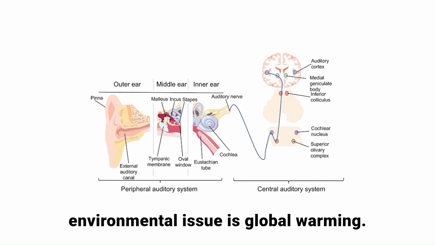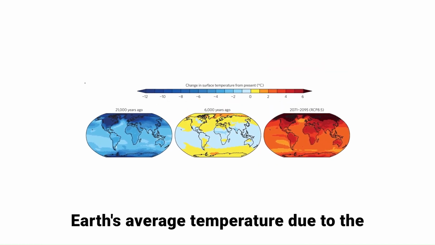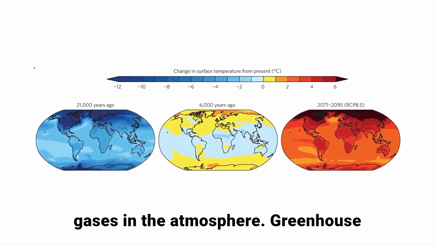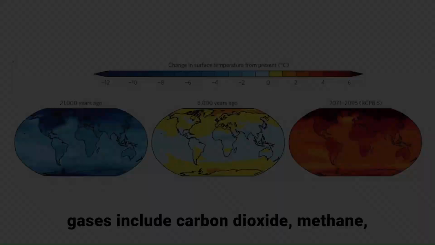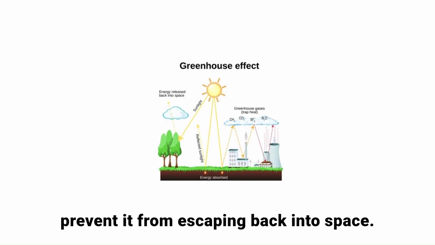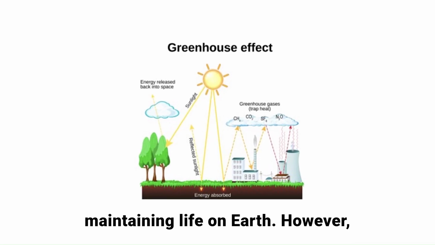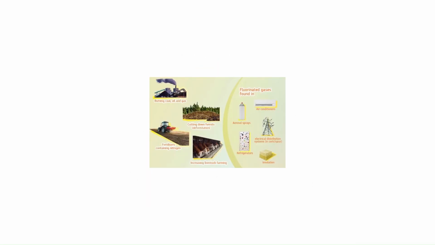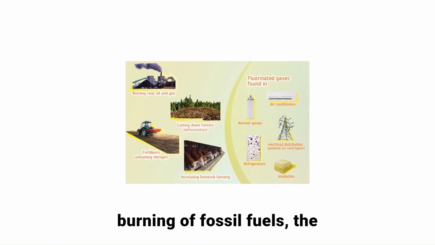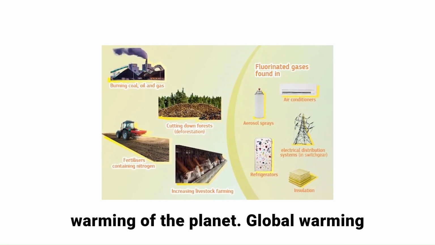Another major environmental issue is global warming. This term refers to the long-term rise in Earth's average temperature due to the increased concentration of greenhouse gases in the atmosphere. Greenhouse gases include carbon dioxide, methane, nitrous oxide, and water vapor. These gases trap heat from the sun and prevent it from escaping back into space. This natural process is essential for maintaining life on Earth. However, due to human activities such as deforestation, industrialization, and the burning of fossil fuels, the concentration of these gases has increased sharply, leading to excessive warming of the planet.